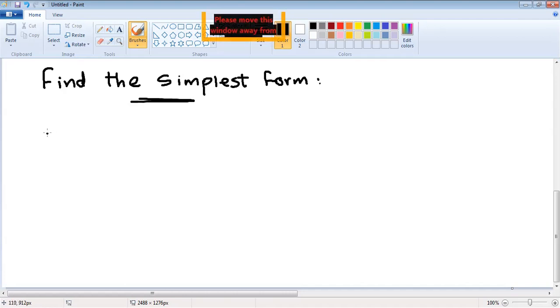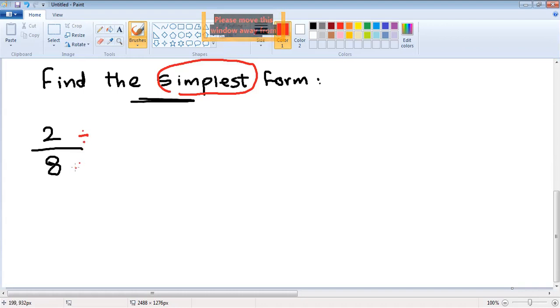Like if I write here 2 over 8. If you see the word simplest, so you have to divide this time, not multiply. Divide both of them by the same number as well. So simplify means you have to reduce the number. For example, 2 and 8.